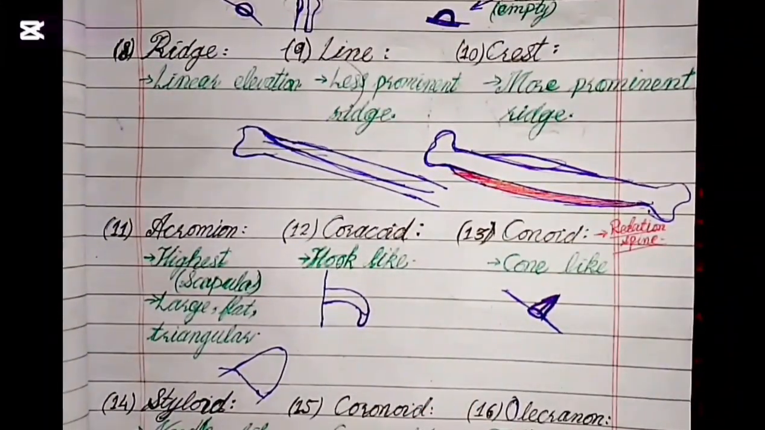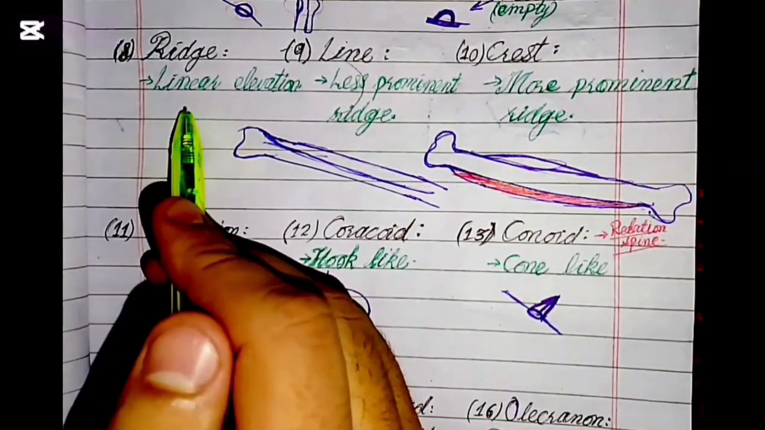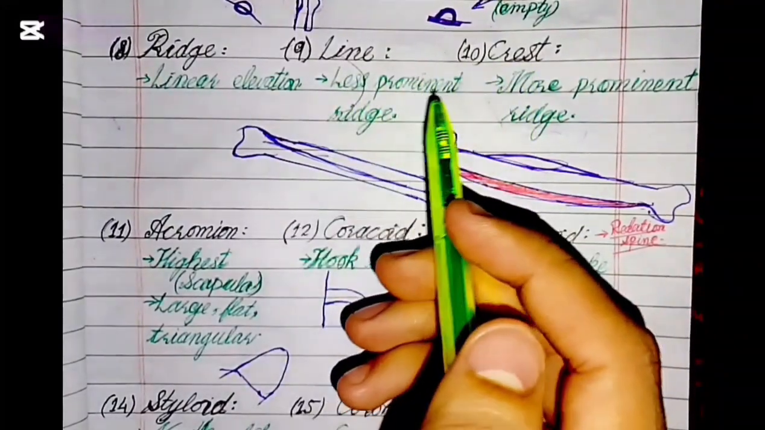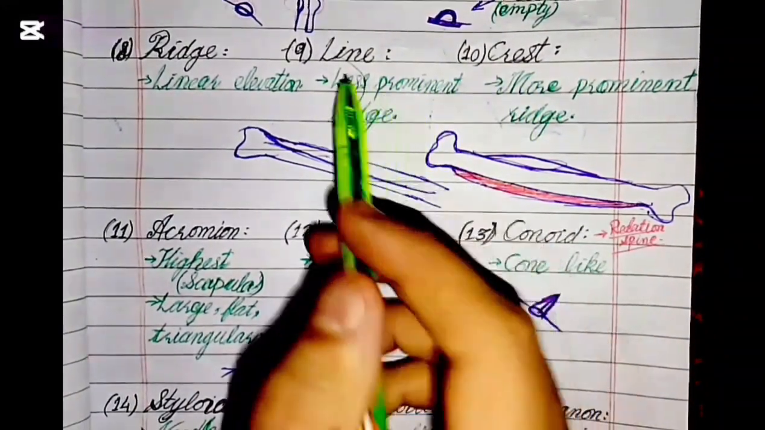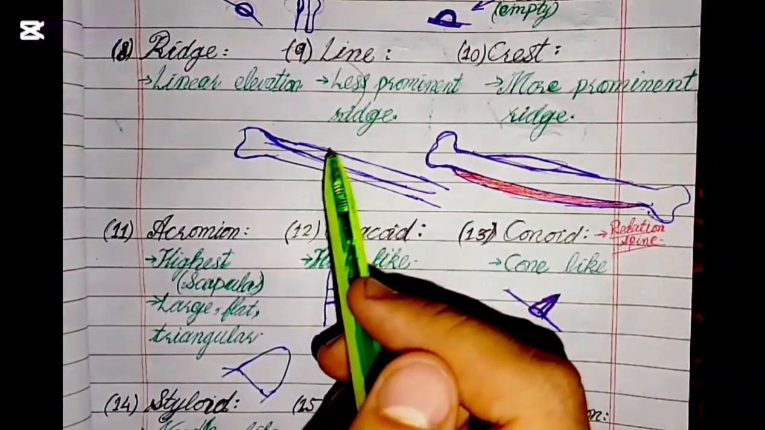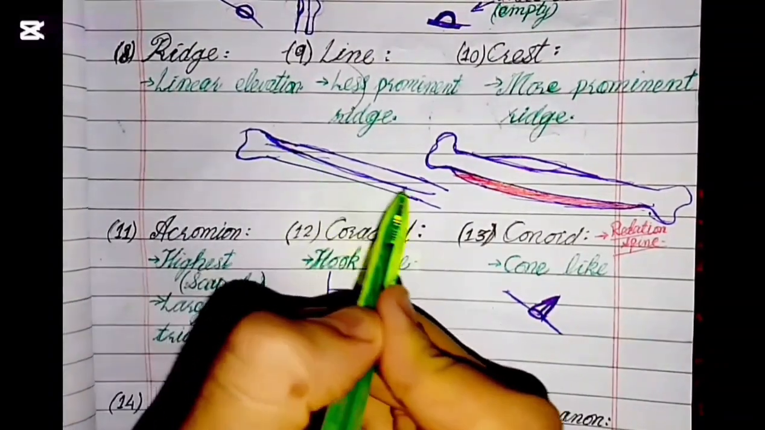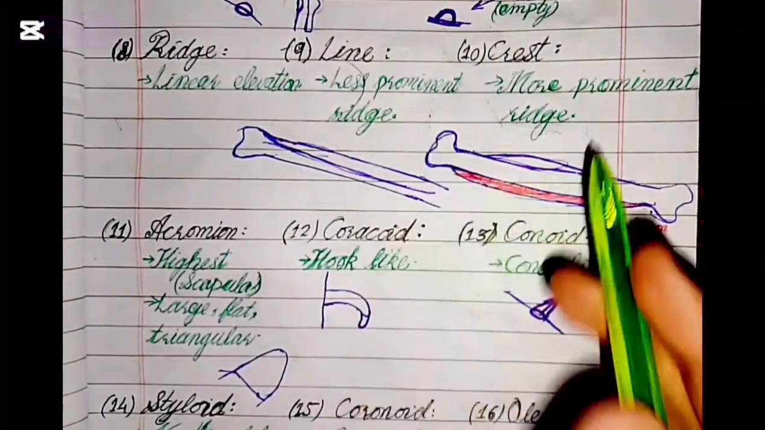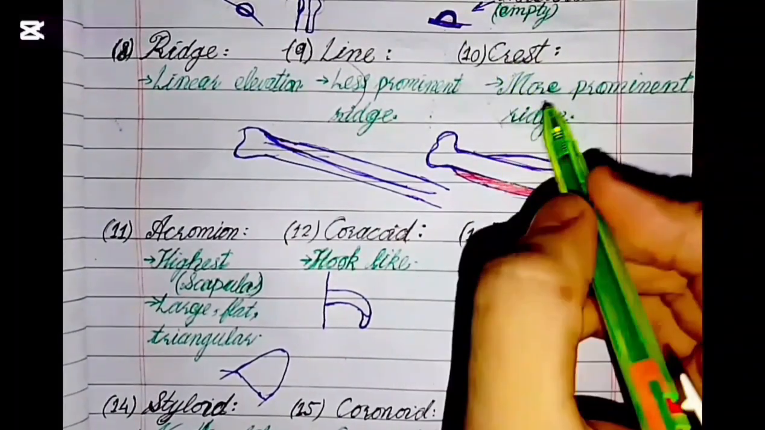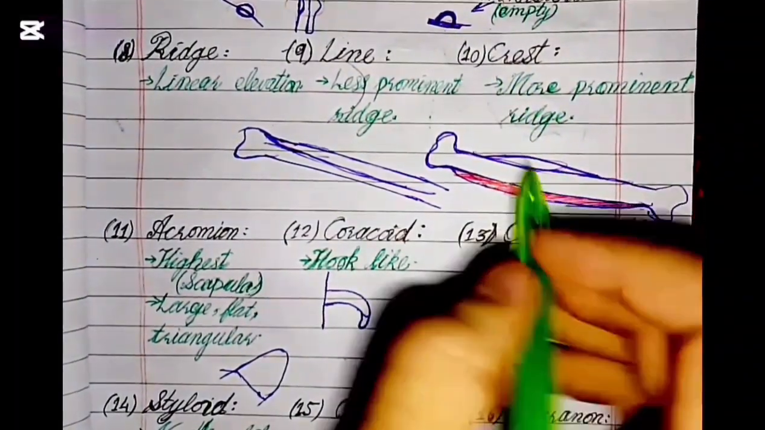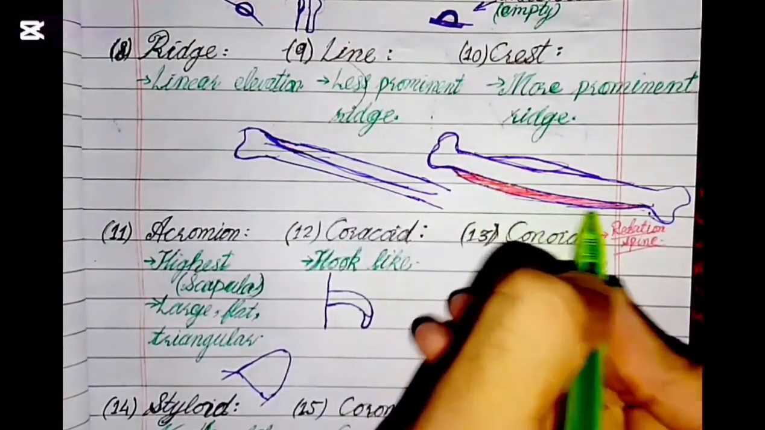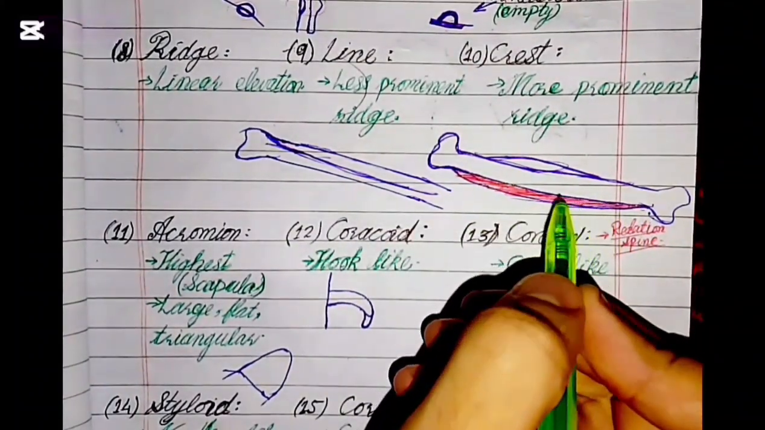Now ridge. What is ridge? Ridge is a linear elevation at any point. Line and crest are both types of ridge. Line is a less prominent ridge. Look at this, there is a line on a long bone, a less prominent ridge on a long bone. And crest is a more prominent ridge on a long bone. If you look at this, it is the more prominent ridge which comes out from the bone much more.